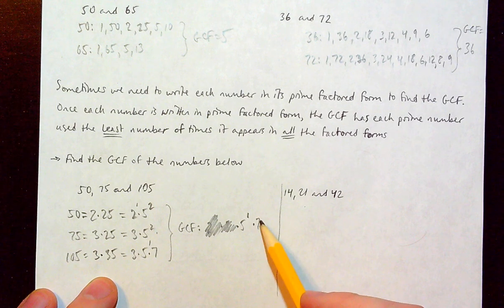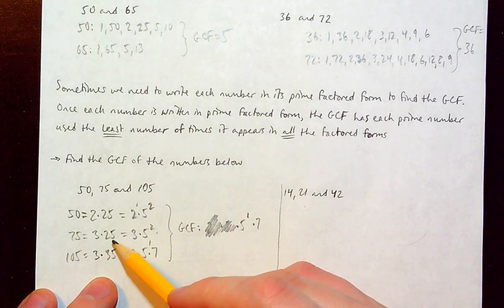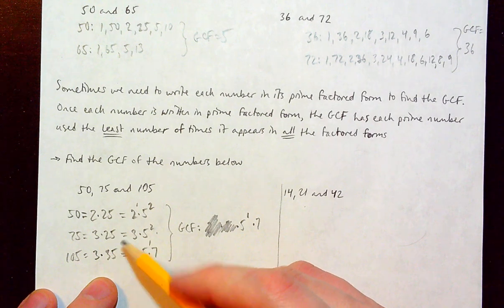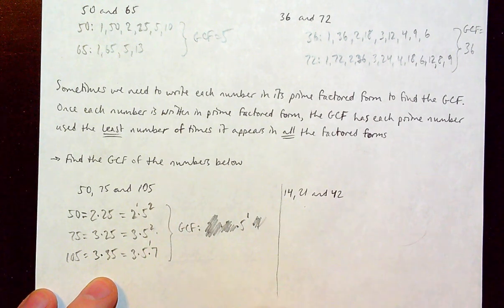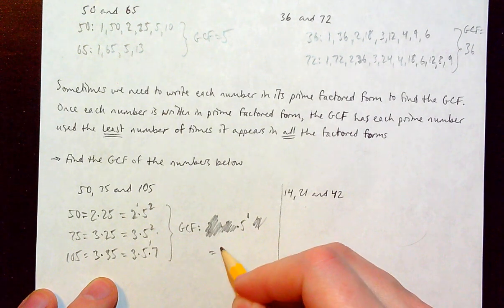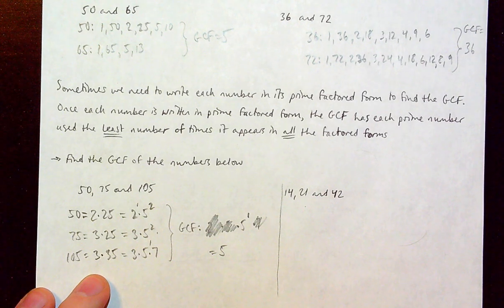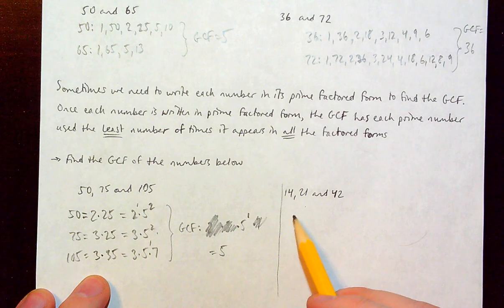And lastly, the 7. The 7 is only showing up in 105, but not in 50 nor 75, so we don't include it. So the GCF is just 5 to the power 1, or 5. And this is another way that we can find our GCF. I'll let you try this one on your own, thinking of that same process.